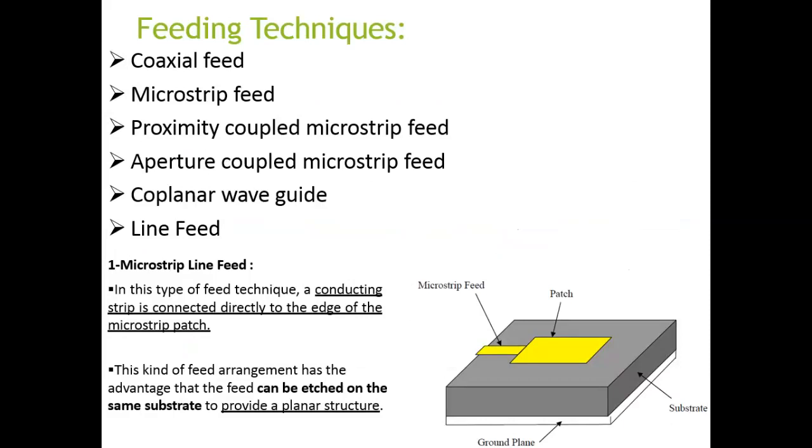So what is the microstrip line feed? In this type of feed technique, a conducting strip is connected directly to the edge of the microstrip patch. This kind of feed arrangement has the advantage that the feed can be etched on the same substrate to provide a planar surface. So here I have shown this diagram, microstrip feed, patch, yellow color belongs to patch, and ground plane and substrate.